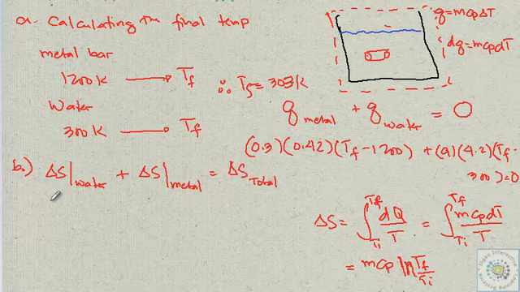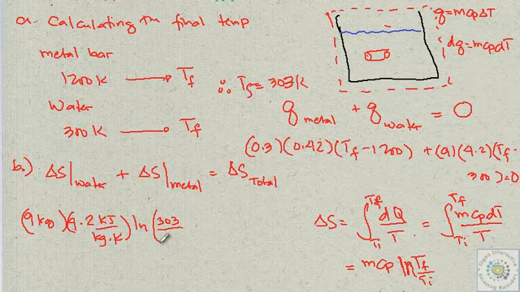For the water, we have m of the water, the mass, is 9 kilograms, and Cp of the water is 4.2 kilojoule per kilogram Kelvin, and we have ln of Tf. The final temp for the water, same as the metal bar, is 303 Kelvin. The initial temp is 300. If we evaluate that, 9 times 4.2 times ln of 303 divided by 300, the water has gained entropy of 0.376. The unit of course will be kilojoule per Kelvin, because the kilogram will cancel.